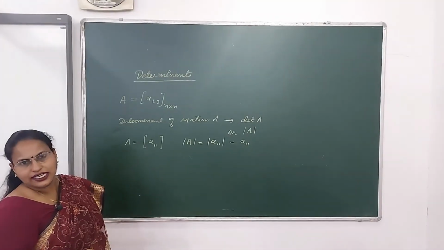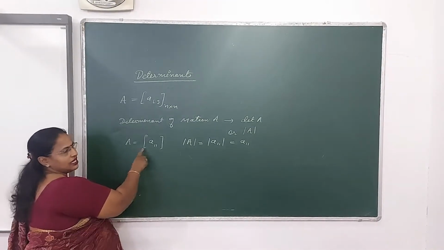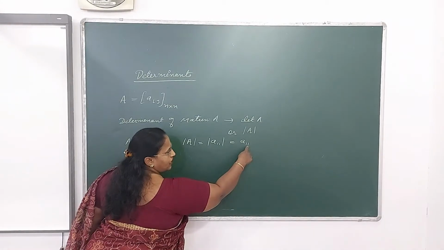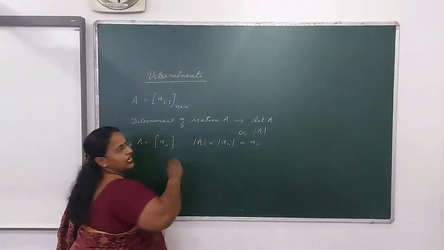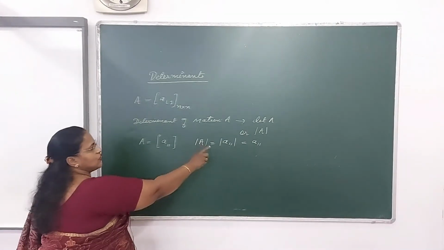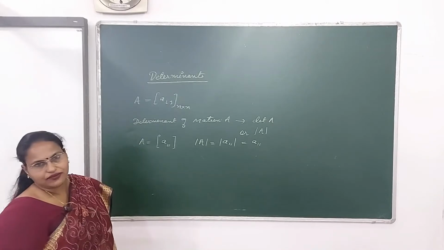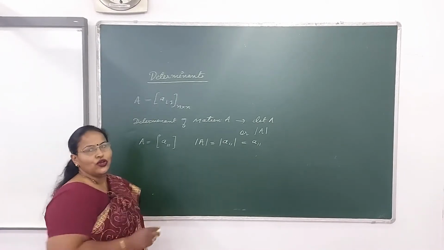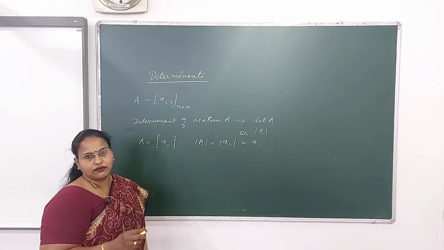So now let us see the definition again. Every square matrix is associated to a definite number, and what is this definite value or number called? It is known as the determinant of the given matrix A. So this is how you will be solving determinant of order 1.